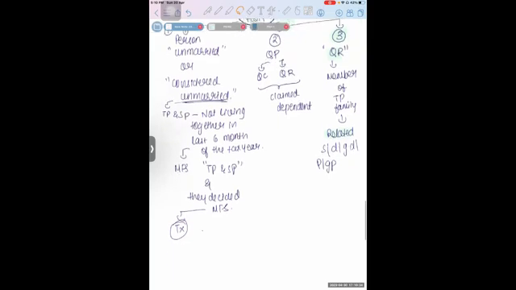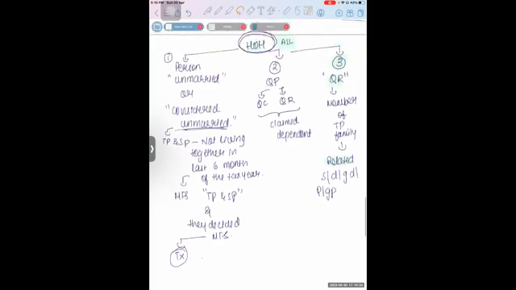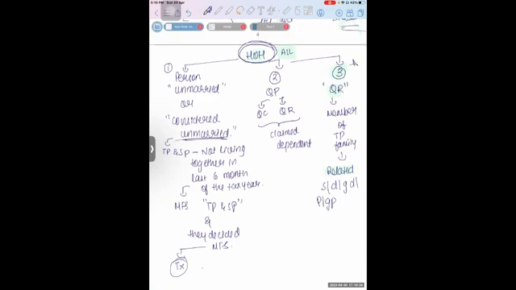Got it, guys? Here the important one is the third condition. If any other person is there, that person should be your family member. Got it, guys? Any question?